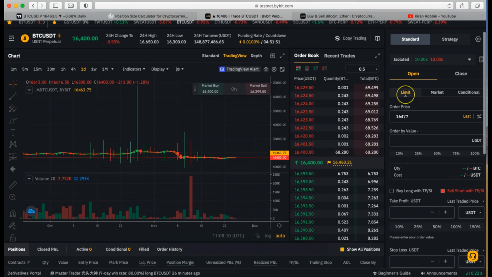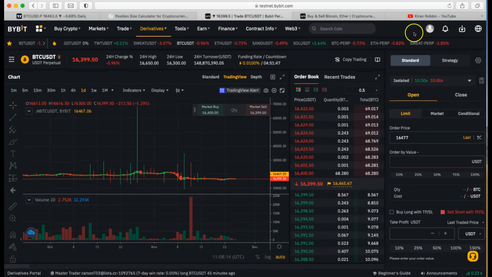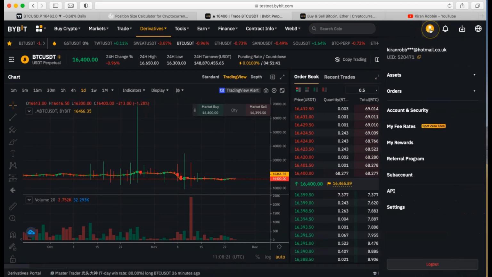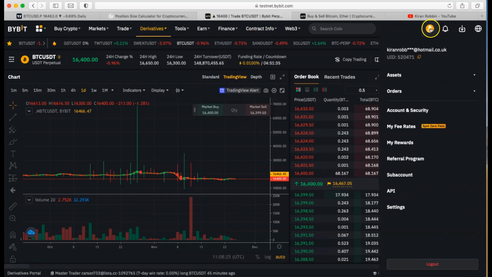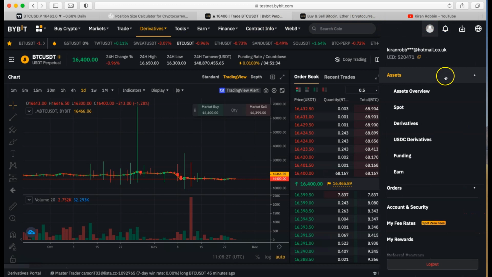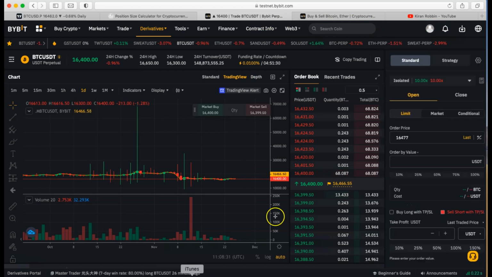And when you open the account, the first thing is that you often need to transfer money into your real Bybit account, and the way you do that, you need to put the money into the spot account, and then you have to transfer it to the derivatives account. And the way you get to the spot account is you click assets and you click spot here, and you just literally transfer it to the derivatives account.